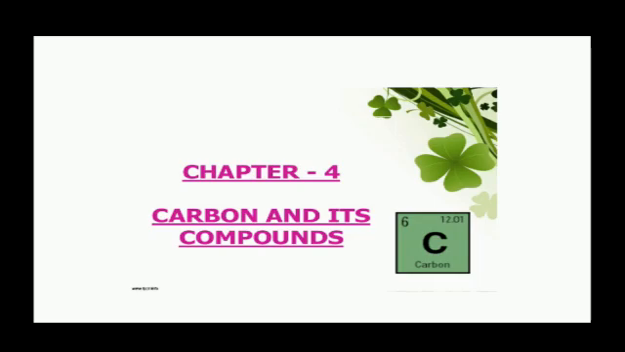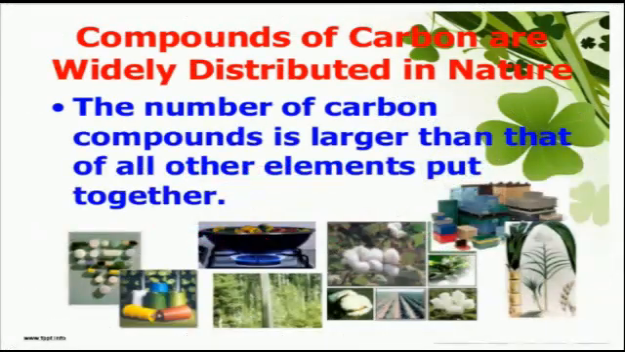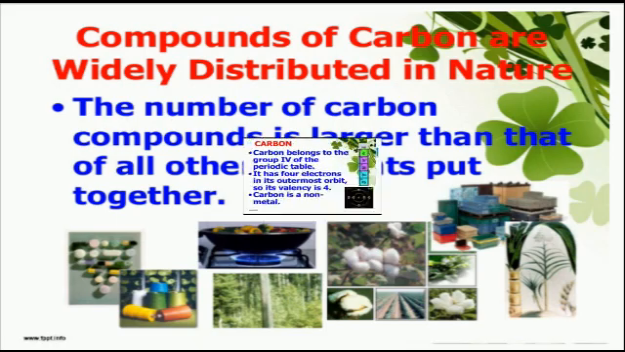Carbon is the most abundant element in nature because the number of carbon compounds is larger than that of all other elements put together in nature. That is why there is a branch of chemistry to study carbon compounds, that is organic chemistry. Now let us learn about the carbon compounds.